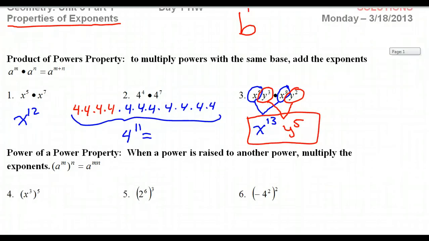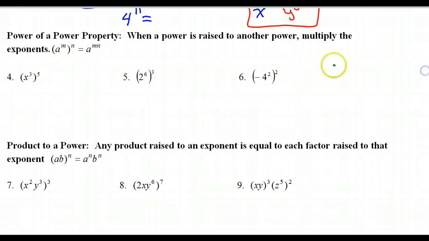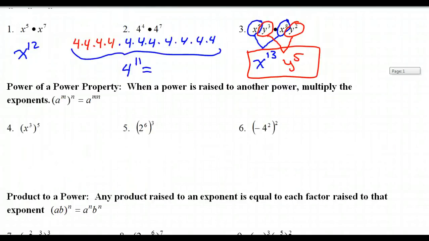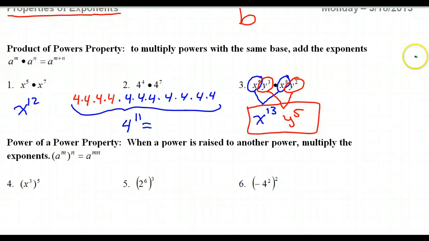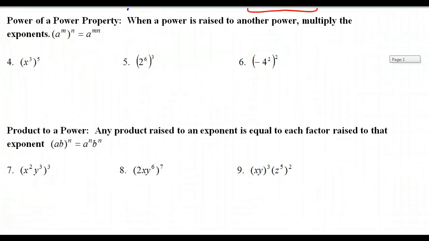All right, let's move on to the next property. Power of a power property. When a power is raised to another power, you multiply the exponent. So notice on the previous property, the base appears twice. I have a, and then I have another a, and then I wind up adding. Notice for this property, the base only appears once. I just have the one a, and then I have a power, and then another power. So when that happens, you multiply the 2 powers together. So power raised to a power, that's when you multiply.